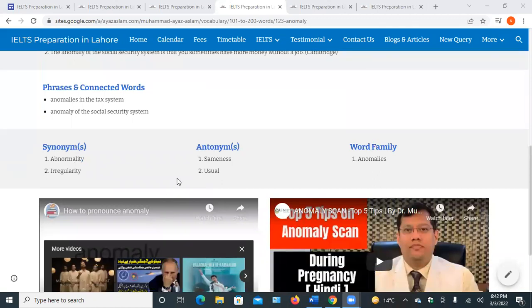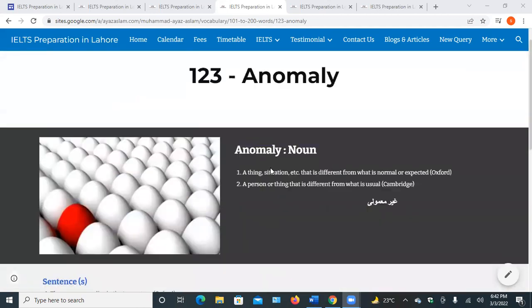Its synonyms are abnormality, irregularity, exception, deviation, inconsistency of something. Antonyms are consistent, sameness, and usual, normal things.